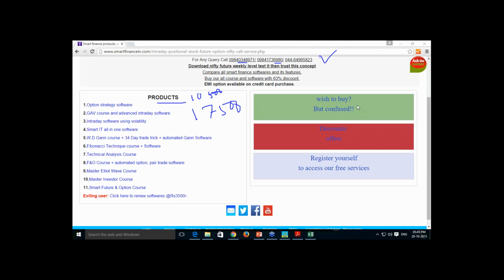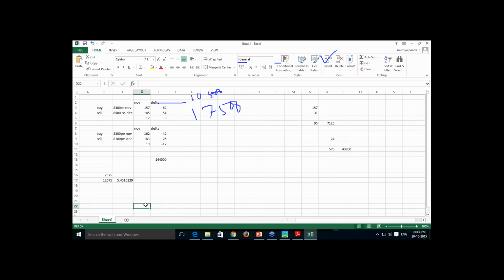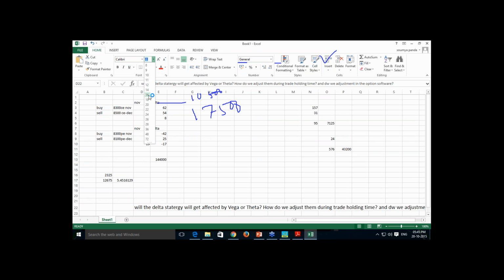Yogi has asked a very good question. He is asking whether the delta neutral strategy I am forming will be affected by Vega and Theta. Whenever you form a delta neutral strategy, it will definitely get affected by Vega and Theta, because you are not managing the Vega and Theta at all.